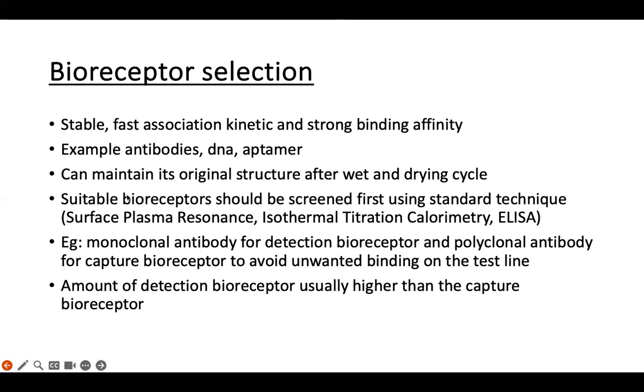I think this is something that you have to do in any sensor development. The screening of bioreceptors should be done first, before using the lateral flow. It should be tested in vials, to see whether it has a very selective interaction with the antigen.